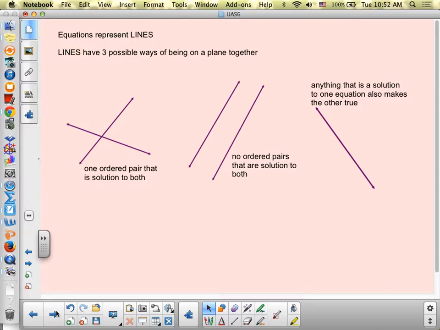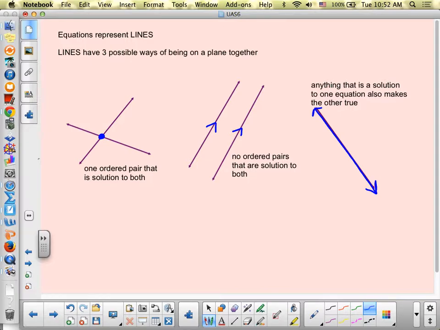Lines have three possible ways of being on a plane in geometry. Lines can intersect, so the result of solving two equations that are linear might be that if we solve them together, we end up with the ordered pair for one point that is the solution to both equations and is their point of intersection. If the lines are parallel on the plane, however, solving the system will result in no ordered pair that's found to be on both. And if for some odd reason we graph two lines that are identical on top of each other, we would not be able to find an intersection because every point that's on one line is also on the other.